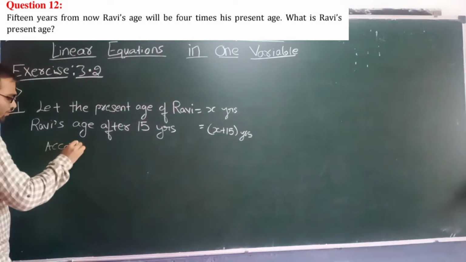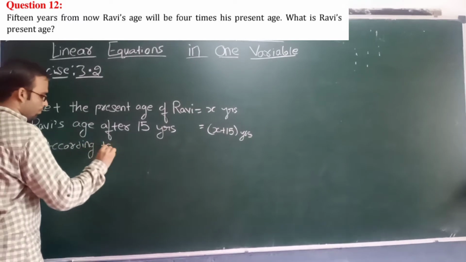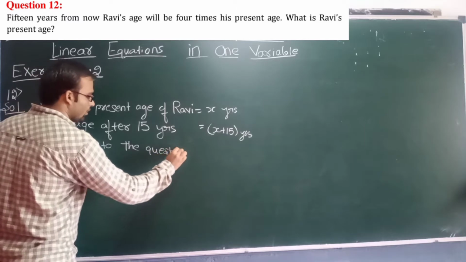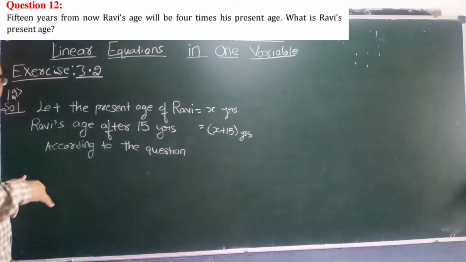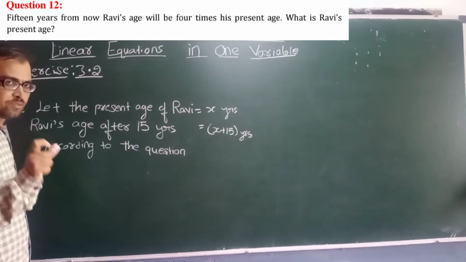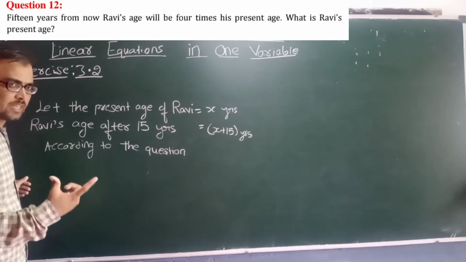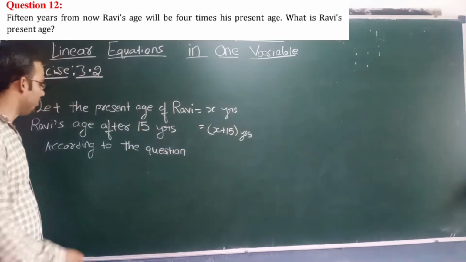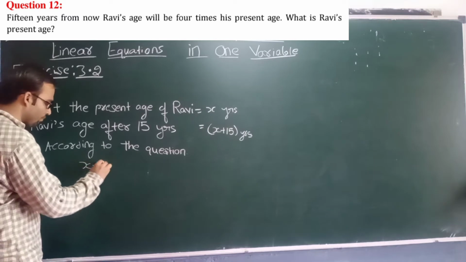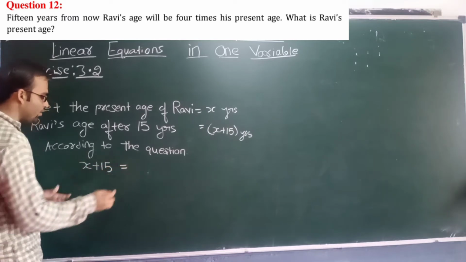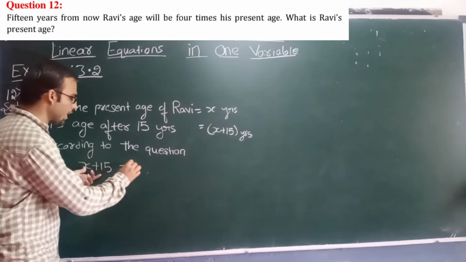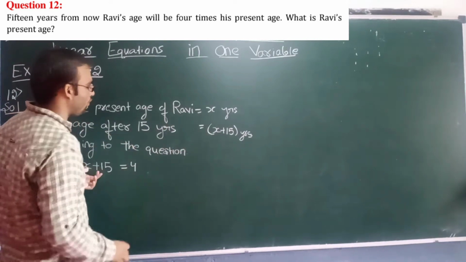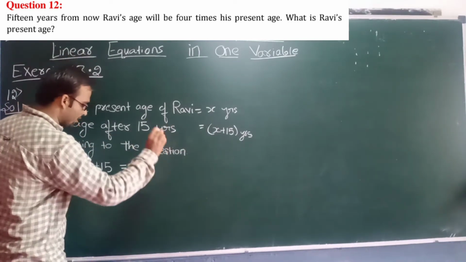According to the question. So what they have given, students? After 15 years, Ravi's age will be 4 times that of his present age. Okay. So after 15 years, what will be the age of Ravi? x plus 15, no? So right here, x plus 15. So this age will be equal to 4 times that of his present age. So what is his present age? x, no? So 4 times of present age means 4x.